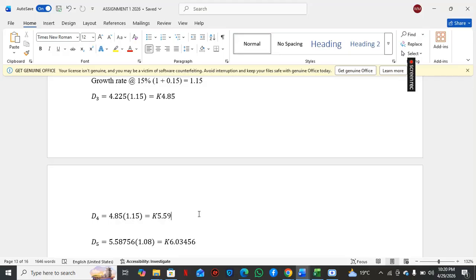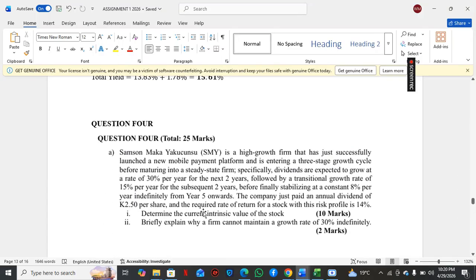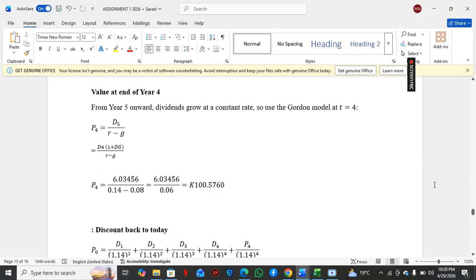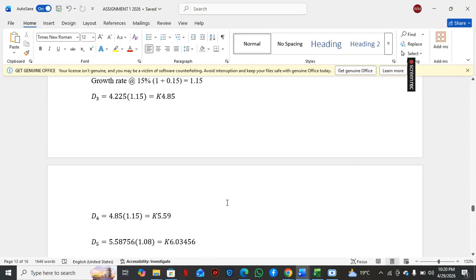Then now the rate changes again, because we said 15% for the subsequent 2 years before stabilizing at a constant rate of 8% per year indefinitely. So now this growth rate of 8% is going to continue forever, growth rate at 8%.